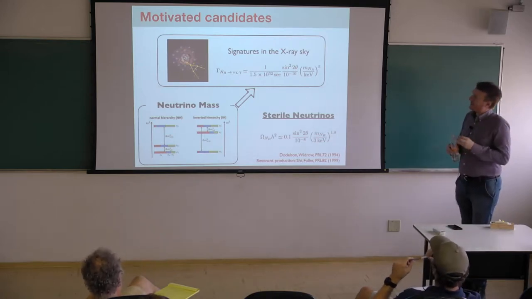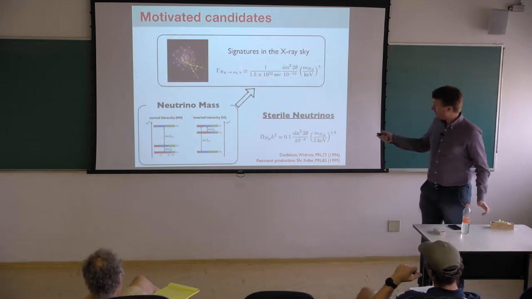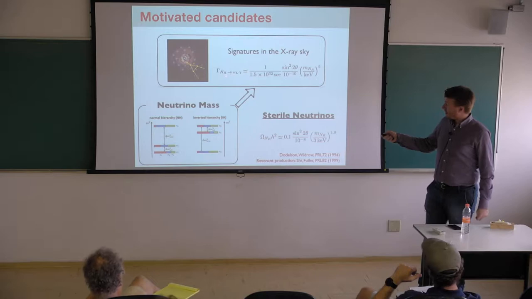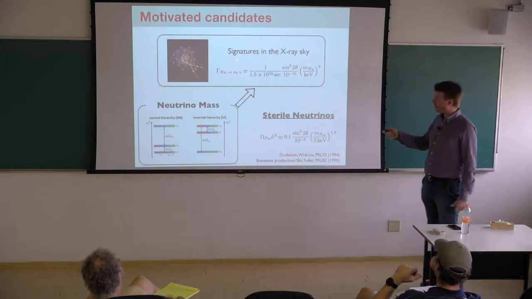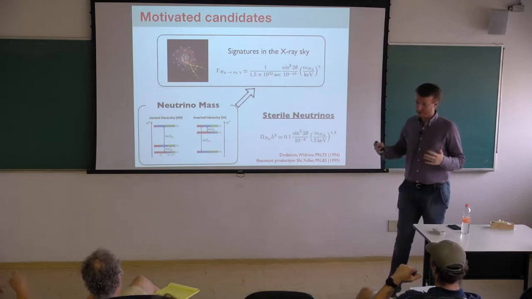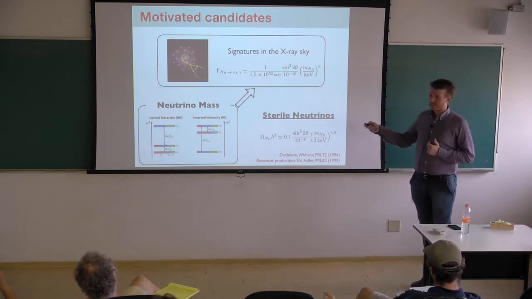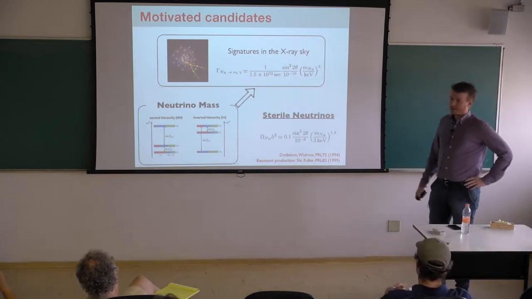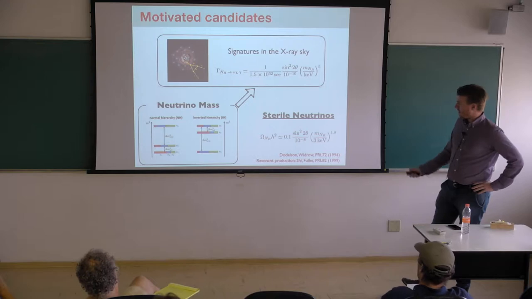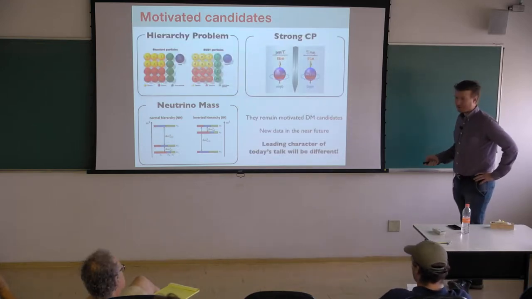And one of the best ways to get the signature from this framework is an X-ray line coming from the decay of the sterile neutrino to an active state plus a photon, which is about 1% of the total branching ratio. It's not the main decay channel, but it has a very sharp spectral feature. It's a line. So that's a very promising way to detect that. So these remain motivated dark matter candidates.